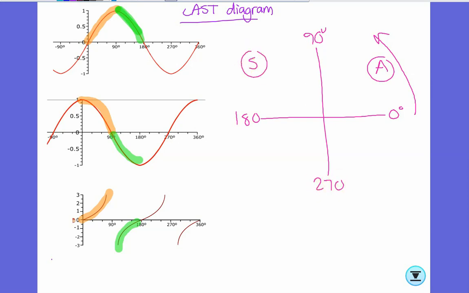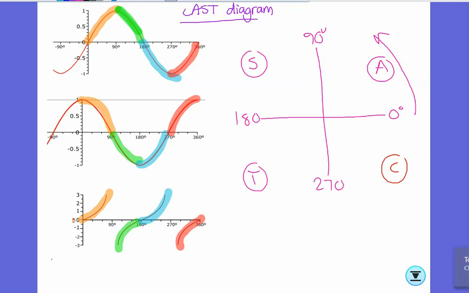What happens when we go to 180 to 270? Only the tan is positive in this one. So we say, right, only the tan values are positive here. And if we move to 270 to 360, this time only the cosine values are positive. CAST, that's where it comes from.